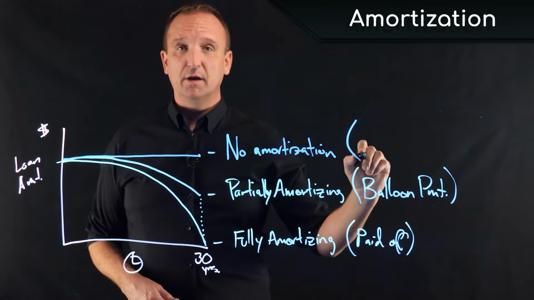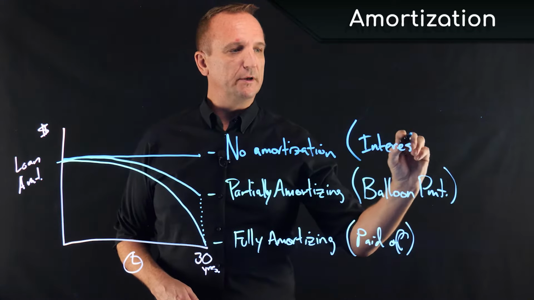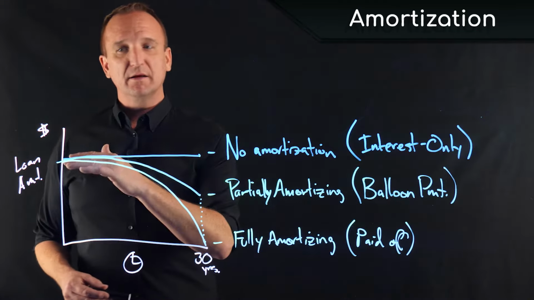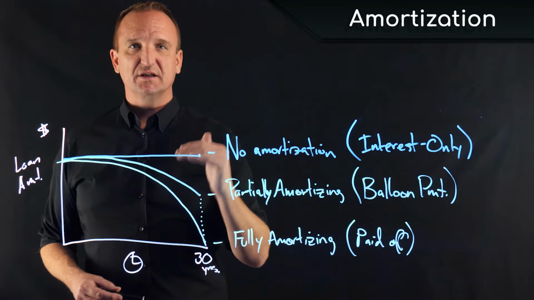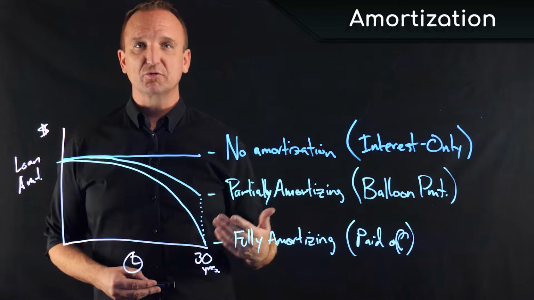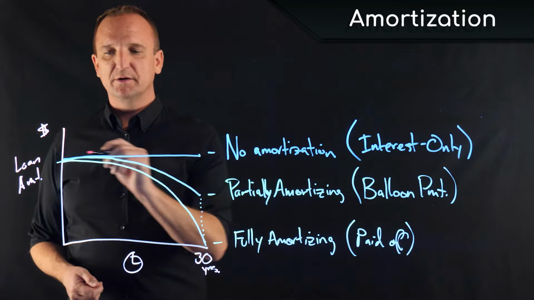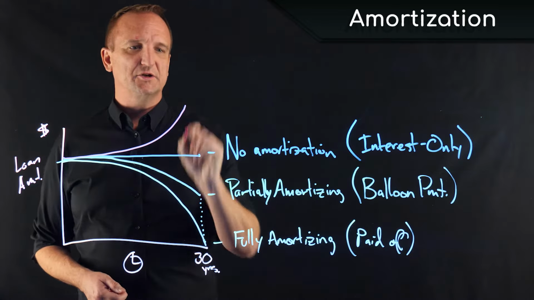The next type of structure is no amortization. In other words, not paying any principal at all, we're simply paying interest only. The loan balance at the beginning of the loan never changes. It stays constant throughout the life of the loan because payments are only made to cover interest and not paying down any principal.